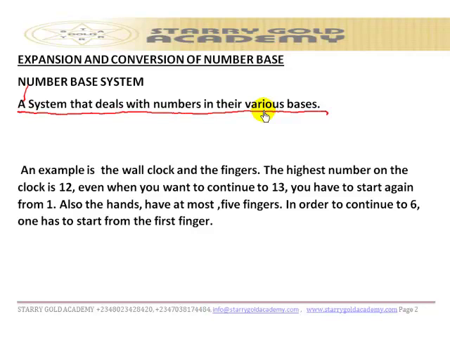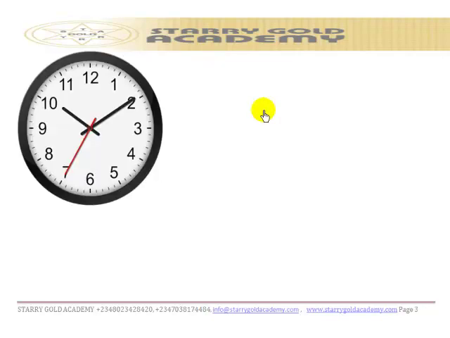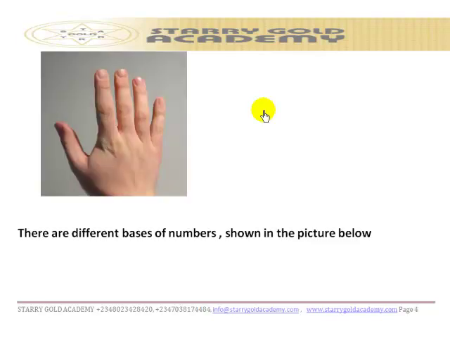Yes, your fingers also operate this way. We have 5 fingers. If you want to count over 5, you have to go back to the first finger to continue at 6, 7, 8, 9, 10. Then go back to the first finger again and then count 11, 12. That's how it works.